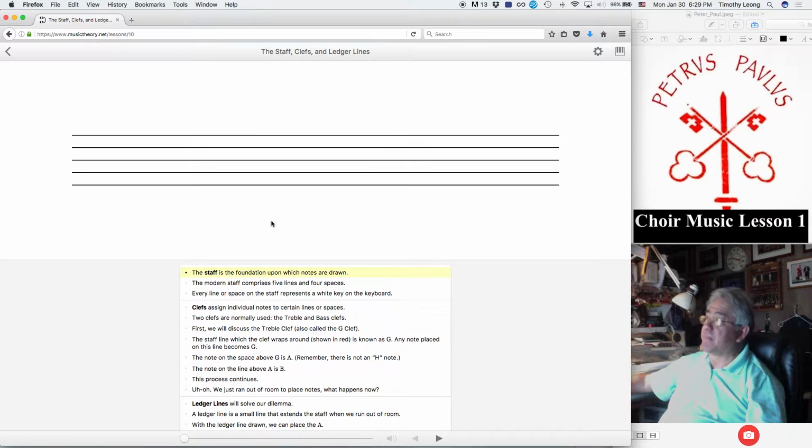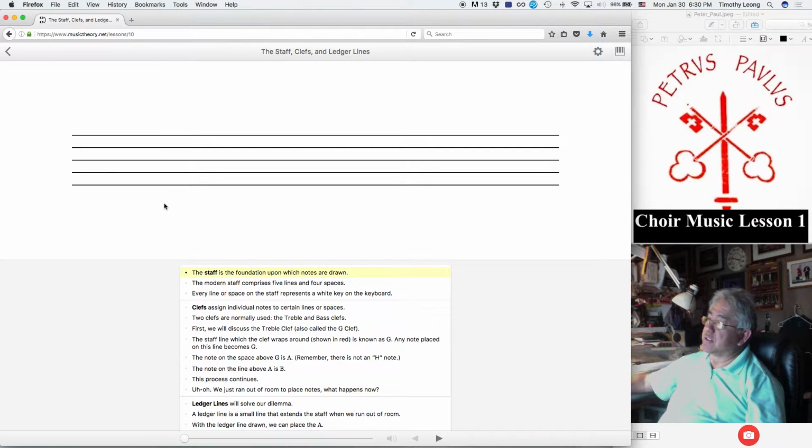All right, this is the staff. It's got 5 lines and 4 spaces within those lines. That's what you have in your hymnal. You also have spaces above and below to add to the staff.